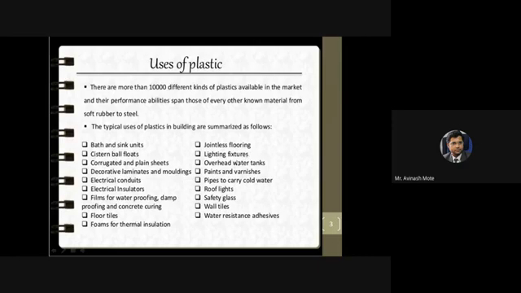Jointless flooring, lighting fixtures. Okay, if you see the material of the fan and your tube light base, the tube light sheets, those are made from plastic. Paints, plastic paint. You know the concept of plastic paint. Pipes to carry cold water, or PVC pipes. Roof lights, safety glasses, wall tiles, water resistant adhesives. Okay, so this is the generalized view. You need not keep this in mind. One by one, we'll see the different applications of plastic.